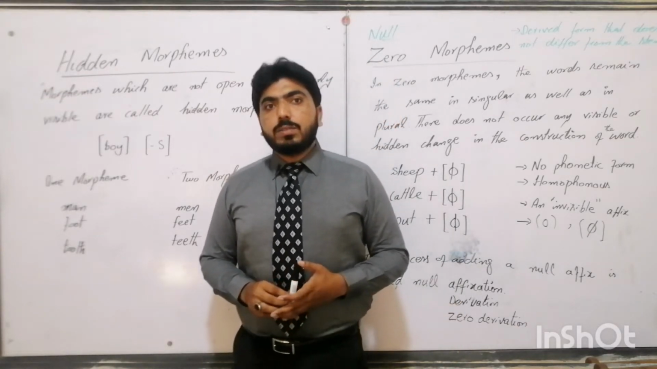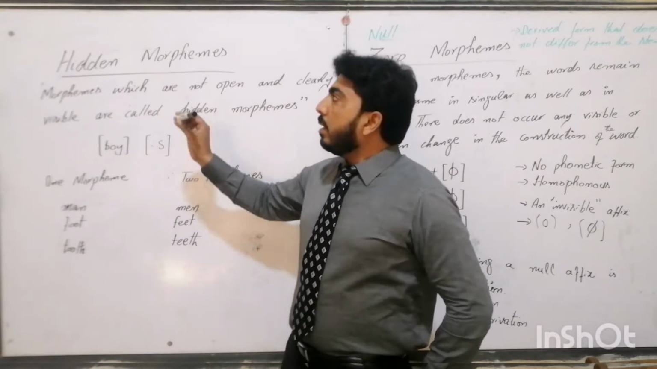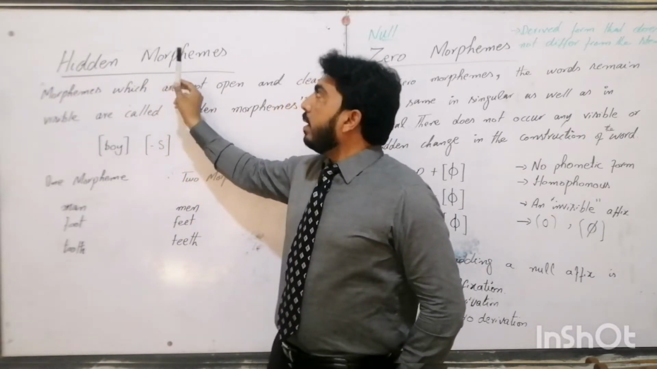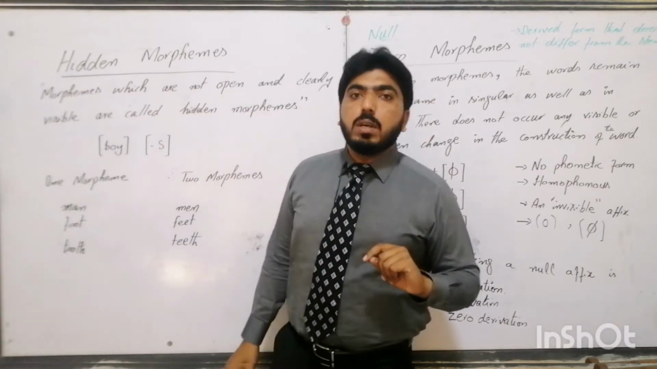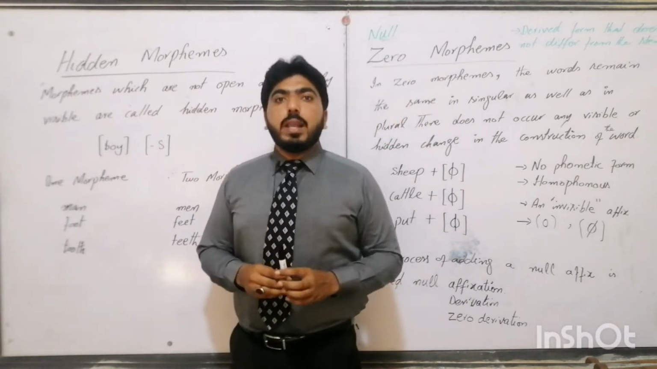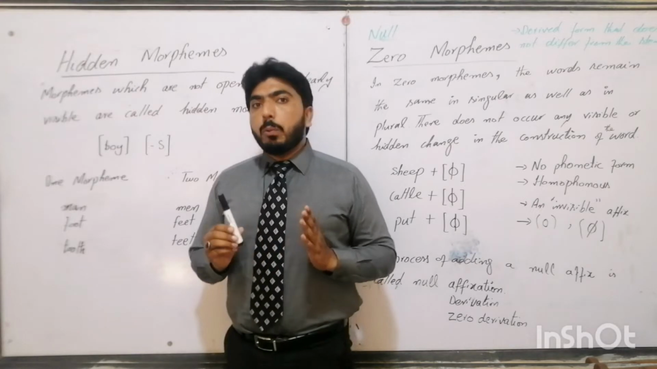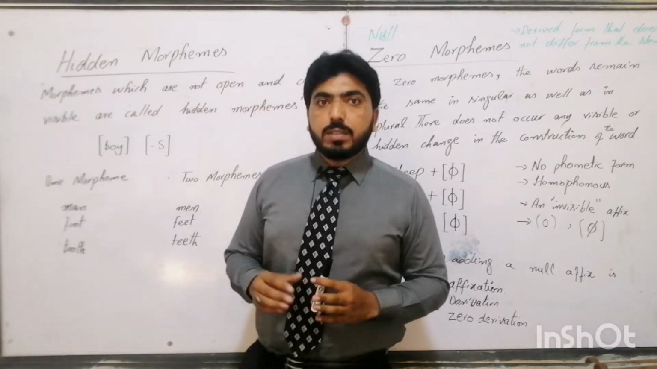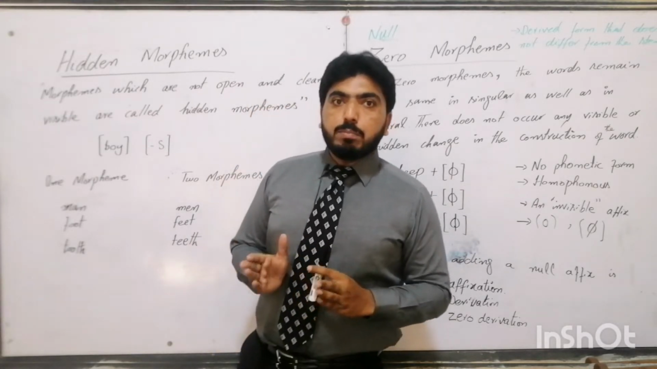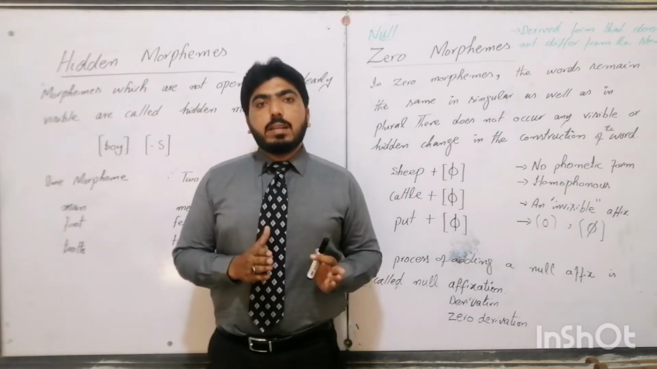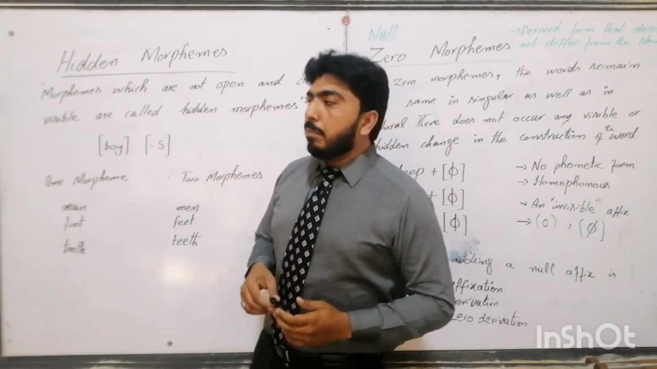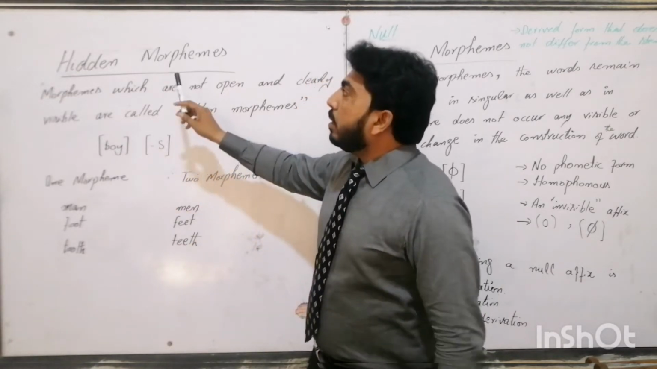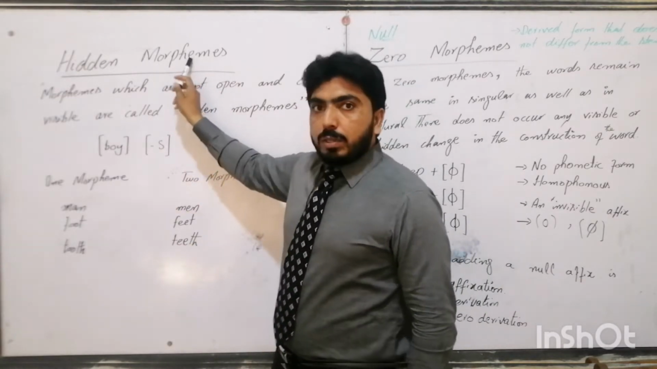Today I will discuss two concepts regarding morpheme. One is hidden morphemes and the second one is zero morphemes. Morpheme is the smallest meaningful unit of word, and we have already discussed certain types: free morpheme, bound morpheme, and further lexical and functional and inflectional and derivational morphemes. But today we are going to discuss hidden morphemes.